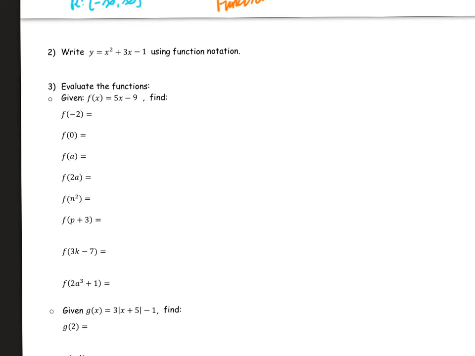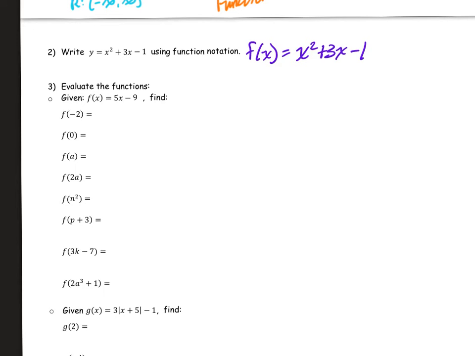We're doing great. So number 2 here says write y equals x squared plus 3x minus 1 using function notation. Okay, so function notation, remember, was f of x. So I'm going to replace my y with f of x or g of x or h of x, whichever one you want to use, okay? It's all the same thing. But the most common one is f of x. So f of x equals x squared plus 3x minus 1. And that's it. That's how I write an equation using function notation. Done.